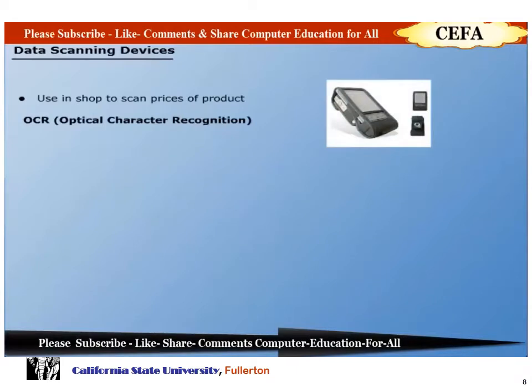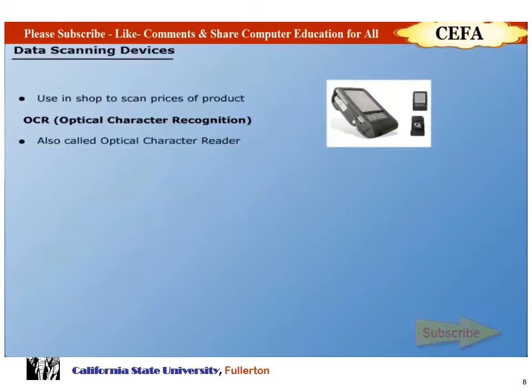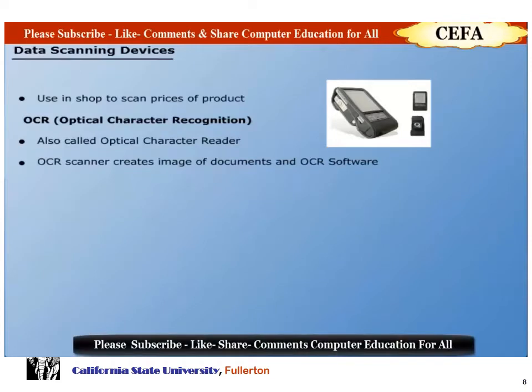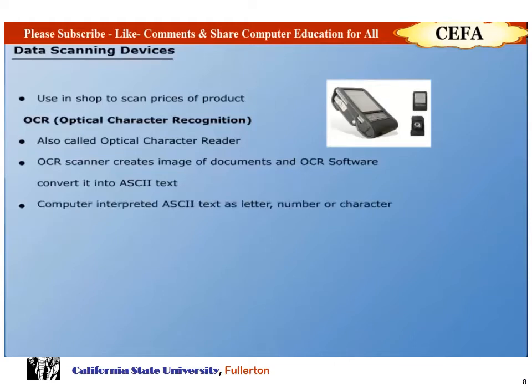Optical character recognition. Optical character recognition is also called optical character reader. Optical character readers use a software called OCR software. The scanner first creates an image of the document and then the OCR software converts that image into ASCII text. Computer interprets the ASCII text as letters, numbers and special characters.